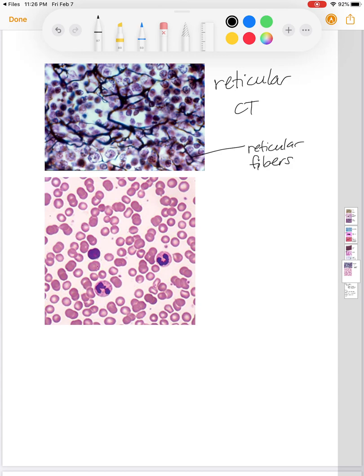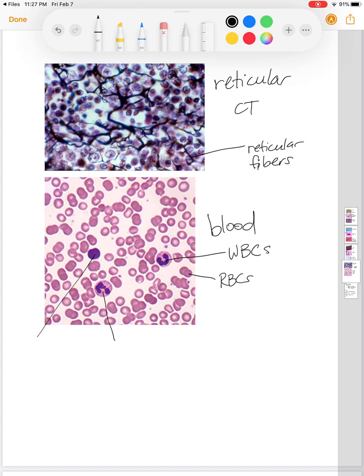And then the last type of connective tissue we have here, you guessed it, is blood. Okay, so this is a nice blood smear. You can see we have some red blood cells that are all in the kind of light pink color, and they tend to be a little smaller. And then these bigger cells that have the purple nuclei in them, this one, and here's another one here, these are all white blood cells.